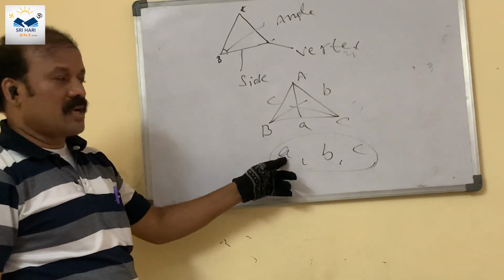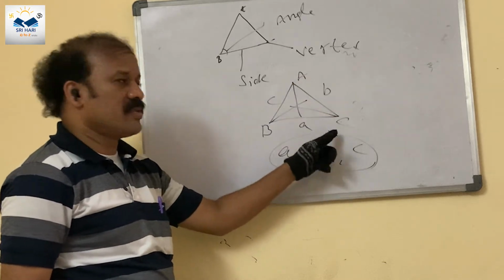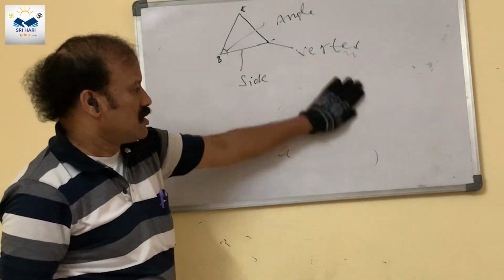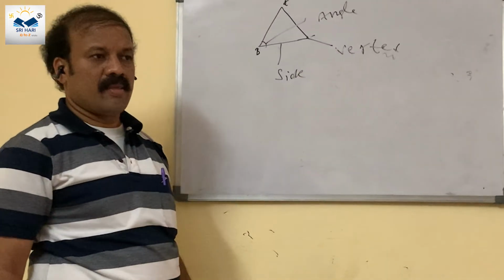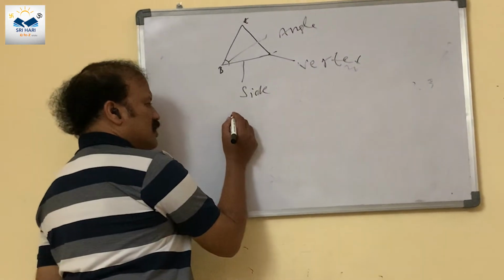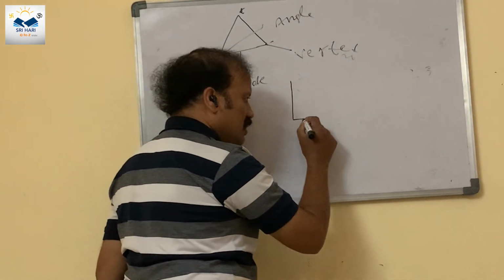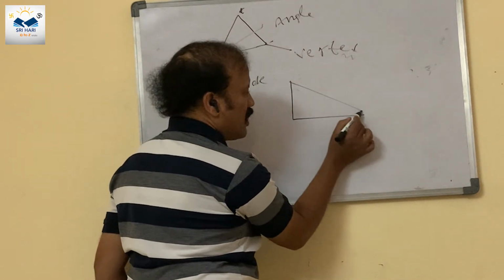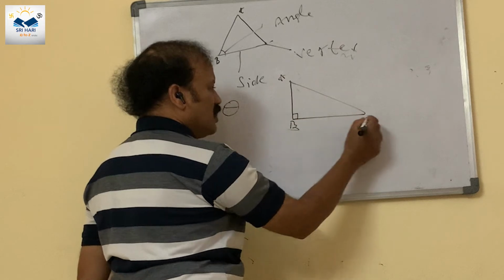So how to find the small a? Between BC. How to find b? Between AC. How to find c? Between AB. This is angle, side and vertex. So in trigonometry, there is a theta. Theta means degrees. It's a 90 degrees right angle triangle. 90 degrees. A, B, C.